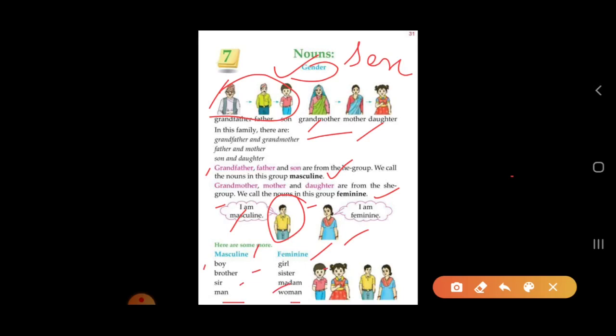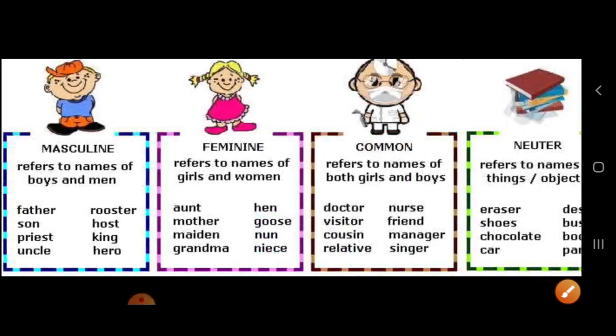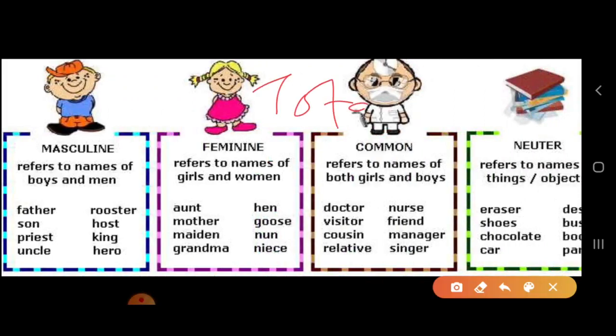So in this slide I have explained only two genders of noun, that is masculine and feminine. But dear student, as I told you already, there are not only two genders of noun, but two more genders of noun are there, that is common and neuter gender. Let me explain that also. So in total we have four genders of noun, that is masculine, feminine, common and neuter.